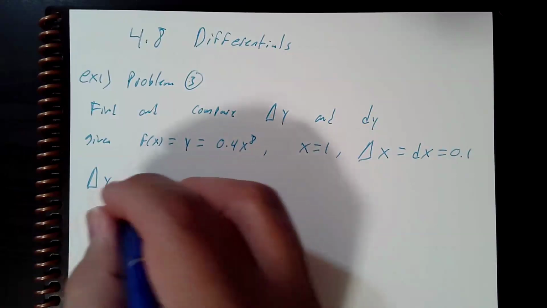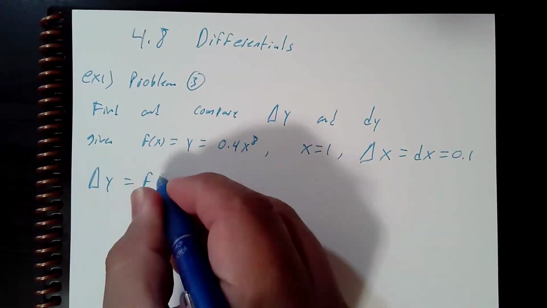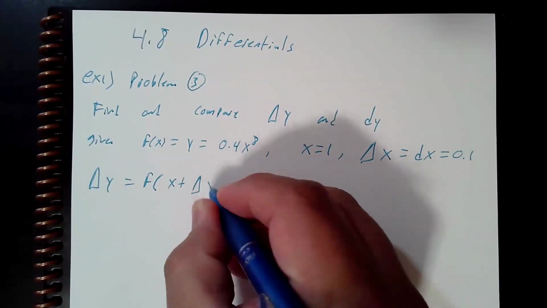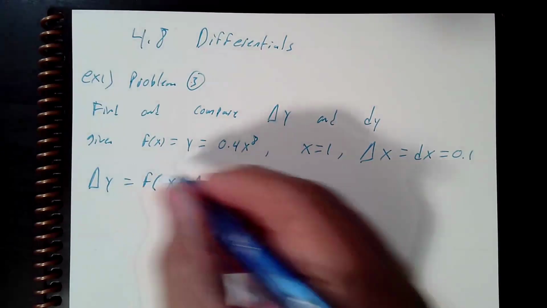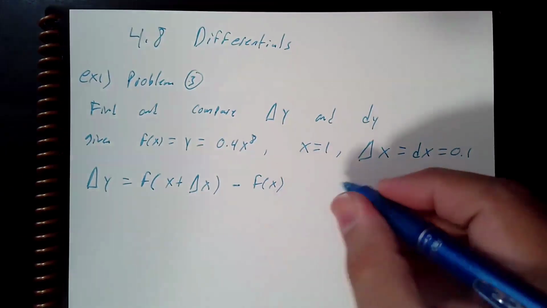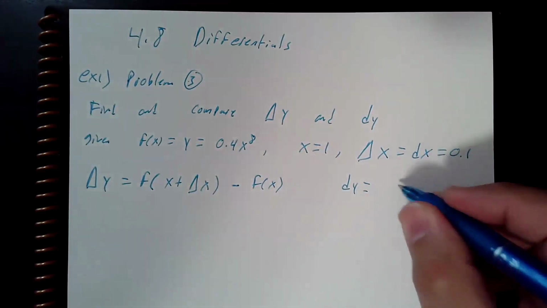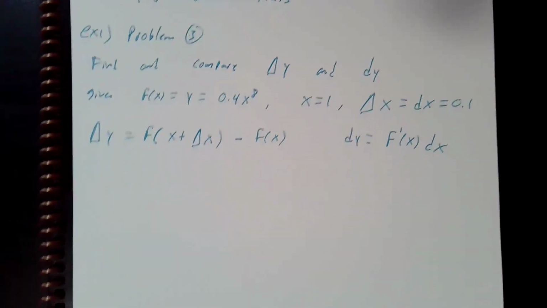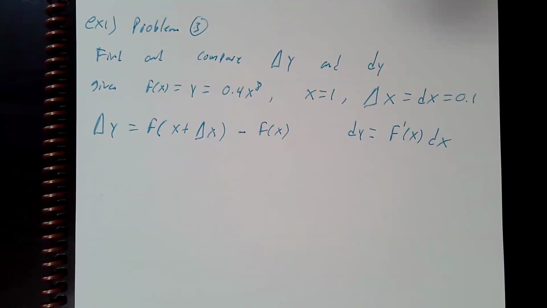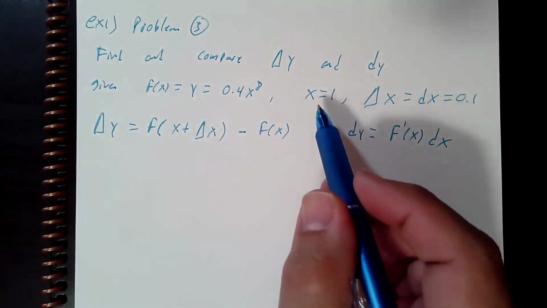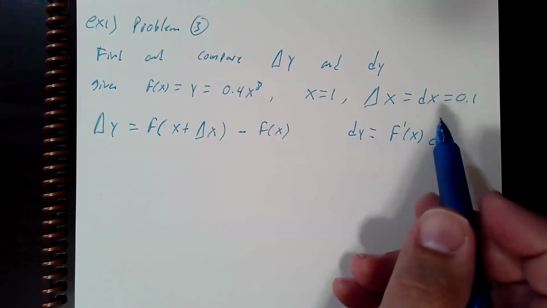So delta y is equal to f of x plus delta x minus your f of x. And dy will be defined as f prime x dx. If you follow these formulas, it should be pretty straightforward because we're given the y or f of x, and whenever they give you y equals your function, remember that's the same as f. They've got to give you a point and they've got to give you delta x.